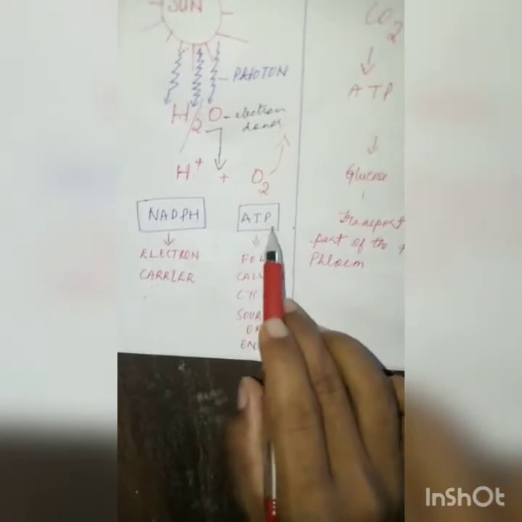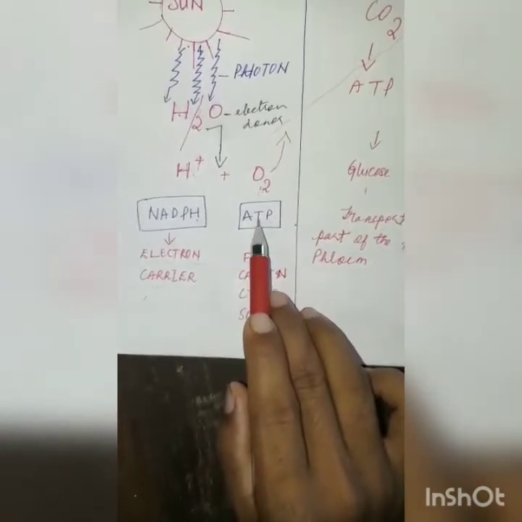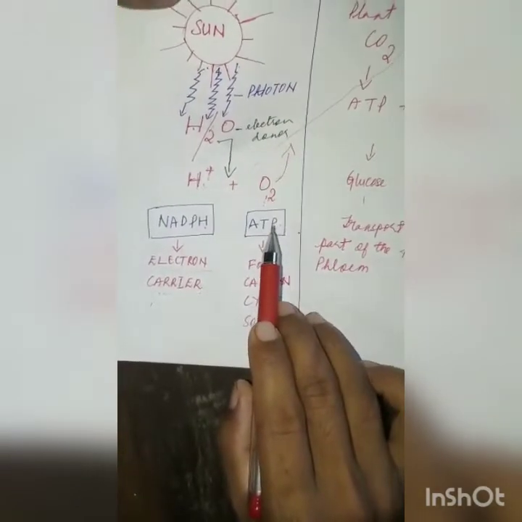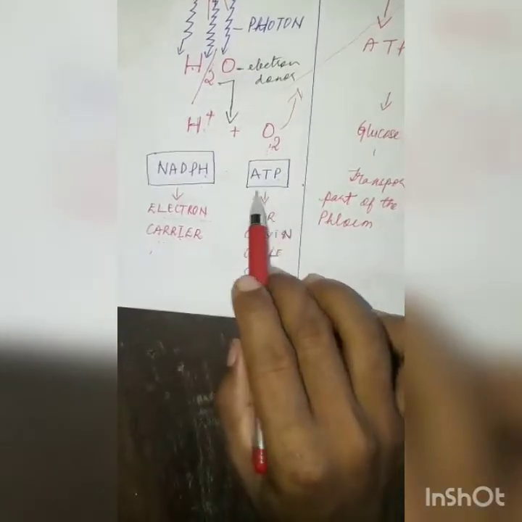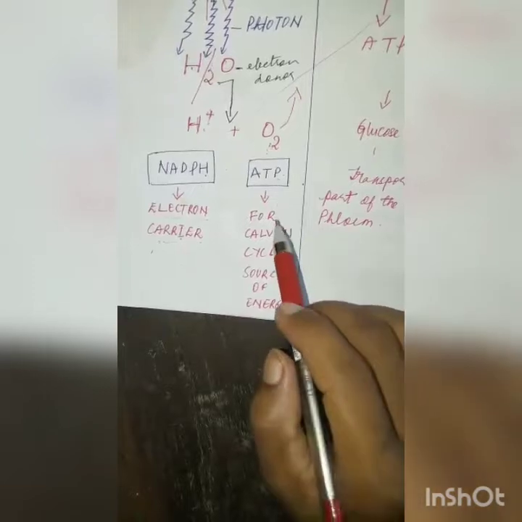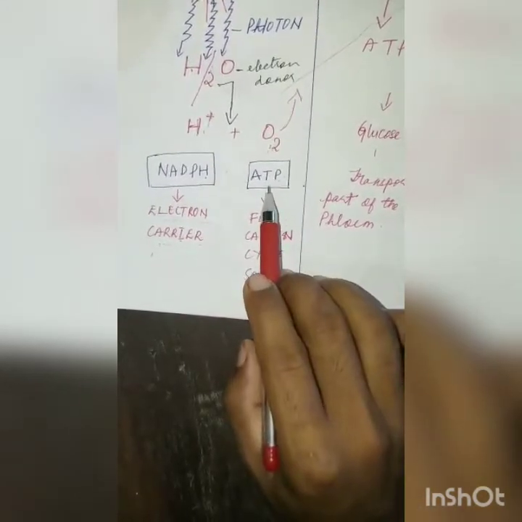Okay, now this ATP. Why do we use ATP? We use ATP as an energy source. In the first reaction, the light reaction, we didn't get glucose directly. What we get is only the electron carrier and the ATP to start the reaction, the dark reaction, as a source of energy. It is very important.